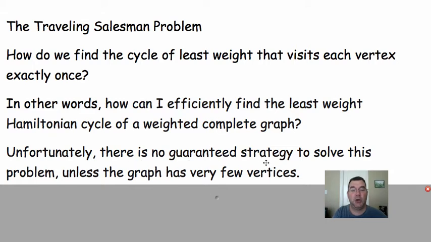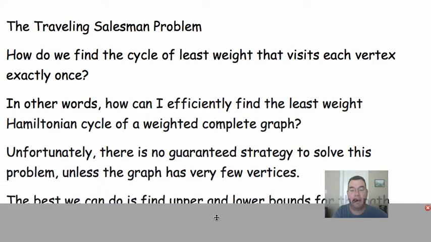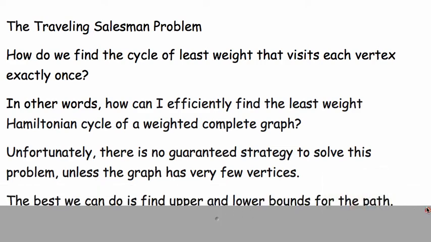So there's no guaranteed strategy to solve this. This is one of those problems that has no guaranteed solution. You could, for very, very small problems, obviously figure out what the smallest weight subgraph would be, but once you get into problems where there are 20 and 40 and 50 vertices, there's not an algorithm that works every single time. So the best we can do is come up with an upper and lower bound. Okay, so we can say that I know that the best path is going to be at most this much, and I know that the best path is going to be at least this much. That's the best we can do.